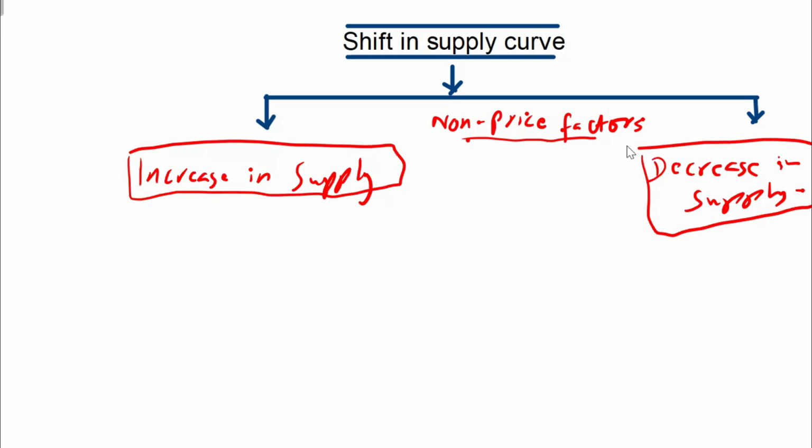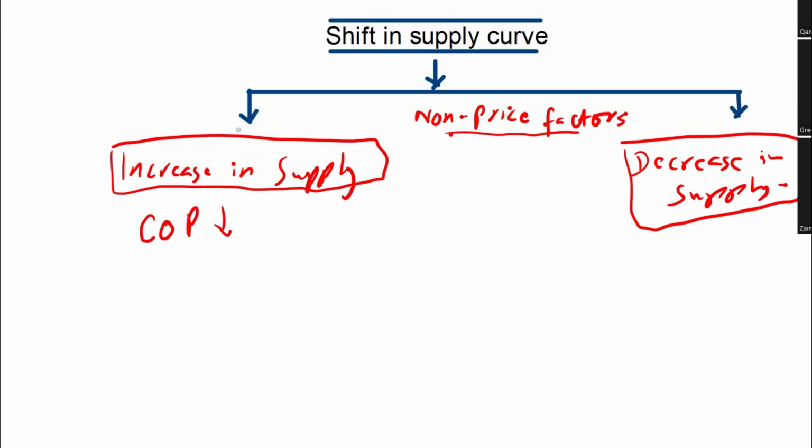Okay. So increase in supply is caused by the fall in cost of production. If cost of production decreases, I'm using COP for cost of production, then producers will be able to produce and supply more. So as a result, supply will increase. And then we have subsidy. If government provides more subsidy, subsidy is a financial support provided by the government, then again supply will rise.